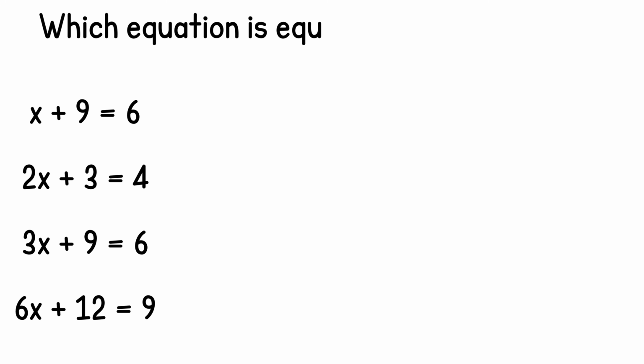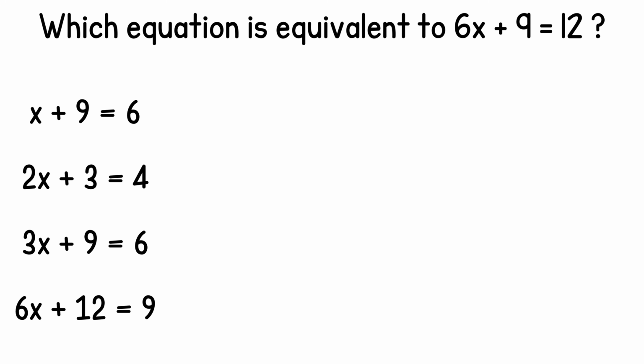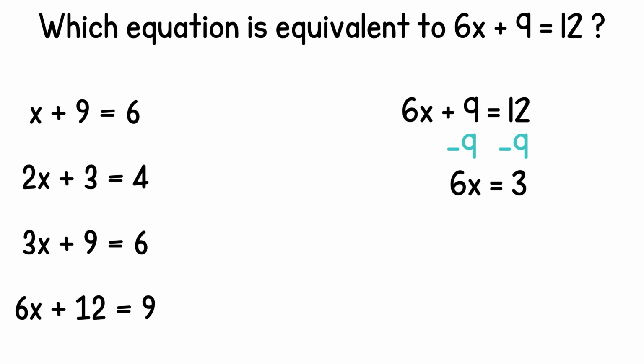Which equation is equivalent to 6x plus 9 equals 12? Let's start by finding the solution to our given problem. We'll start by subtracting 9 from each side. This gives us 6x equals 3. Now we'll divide both sides by 6, which gives us that x equals 1/2. So we'll go through each of our options to see which one also gives us an answer of 1/2.